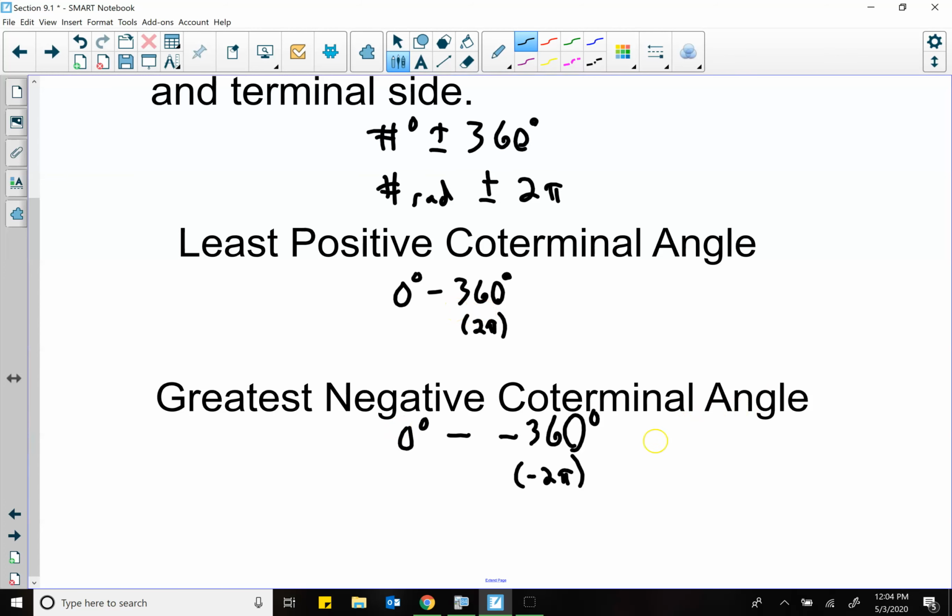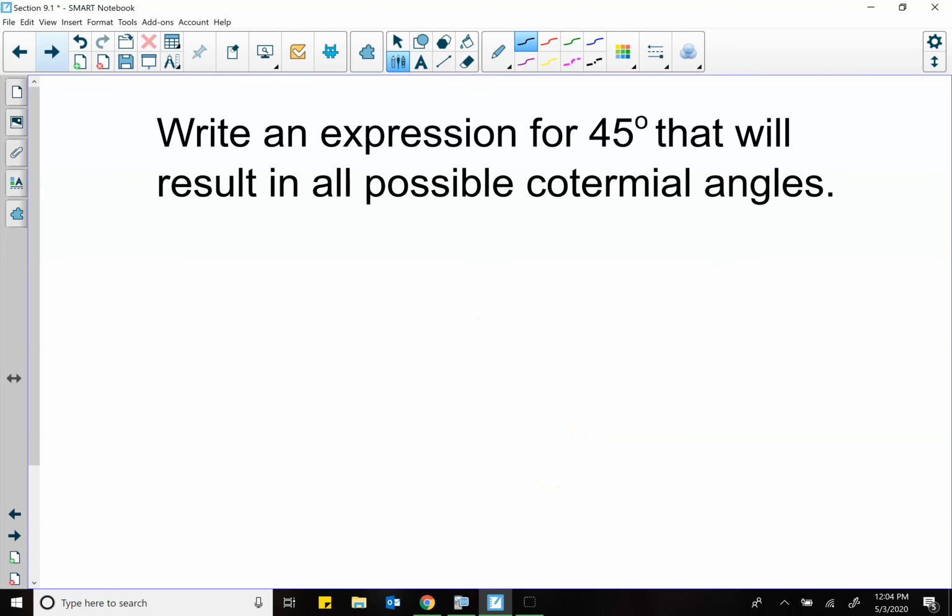The greatest negative coterminal angle is any angle that has a measure between 0 degrees and negative 360 degrees, or negative 2 pi. Okay? So right here, I want to talk about the least positive, the greatest negative, and then writing an expression for all possible coterminal angles. Okay? So, right now, if I want the least positive coterminal angle, I'm just abbreviating it so I don't have to write out all that stuff.